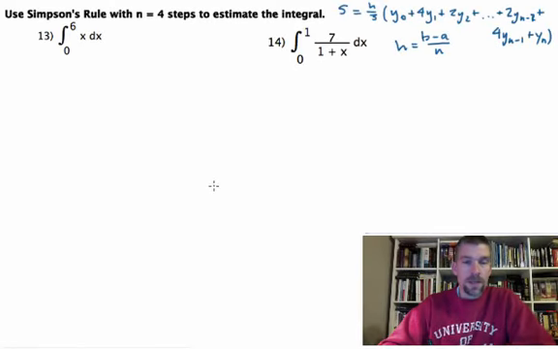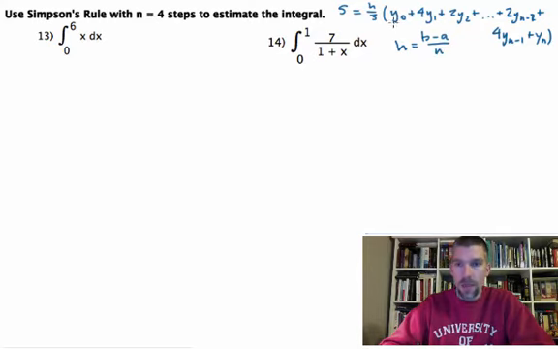All right, what we're going to look at on these two review questions is Simpson's rule. So I wrote Simpson's rule over here for us so that we've got it. It's h over 3, where h is b minus a over n, or stop minus start over n. Everything this year has been stop minus start.